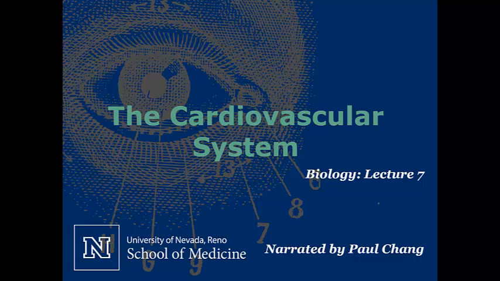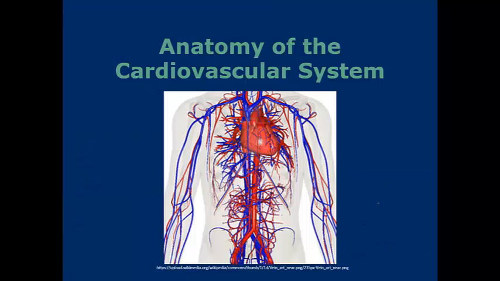Biology Lecture 7, the Cardiovascular System. Like for the other system lectures, we're going to start off with talking about the anatomy of the cardiovascular system. In general, when you look at diagrams involving the cardiovascular system, oxygenated blood will usually be represented by the color red, and deoxygenated blood will be represented by the color blue.